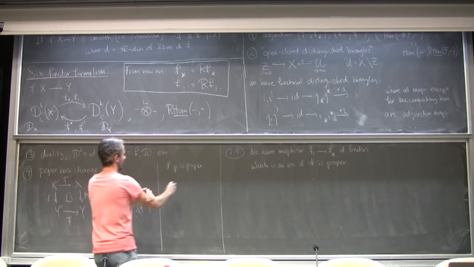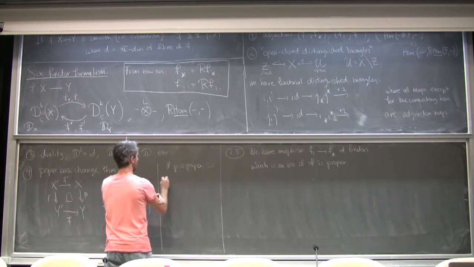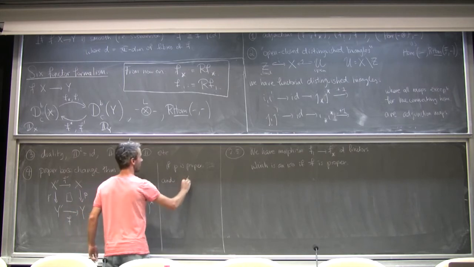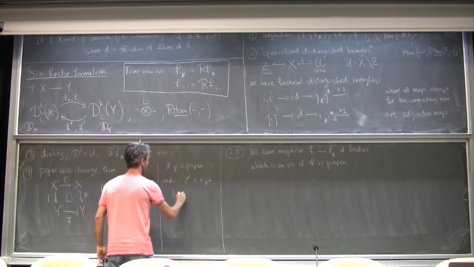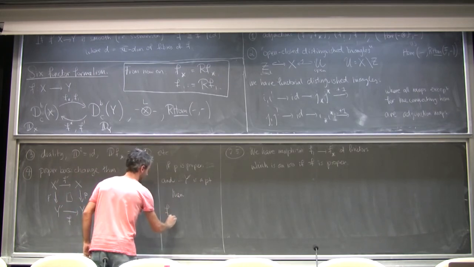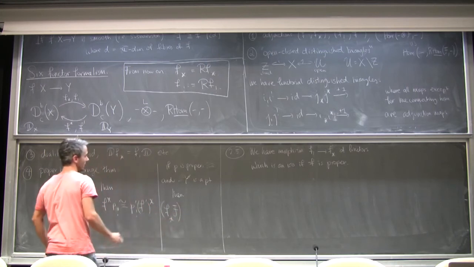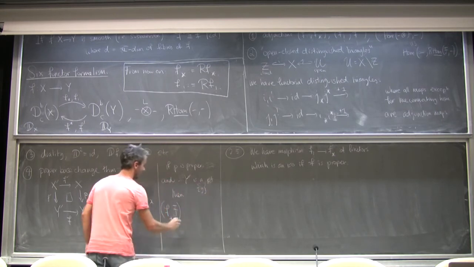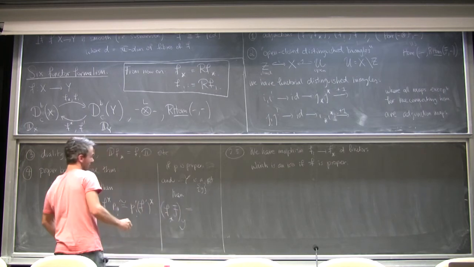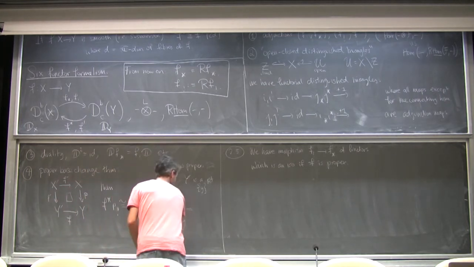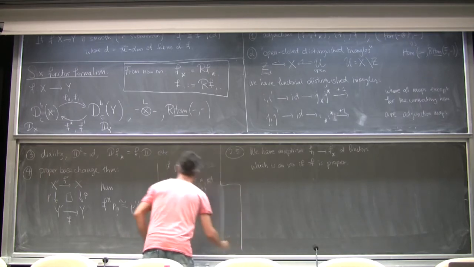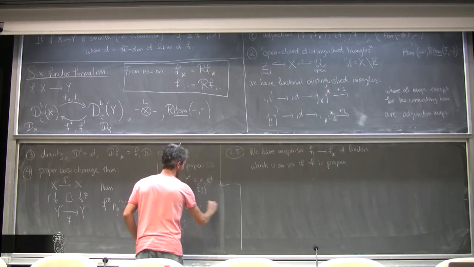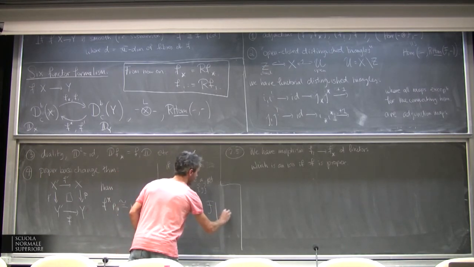So this says that if P is proper, and X and this Y prime is a point, let's say, then the stalk at Y is the same thing as P prime lower star of our sheaf restricted to the inverse image.